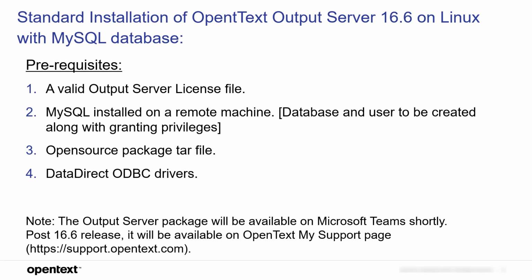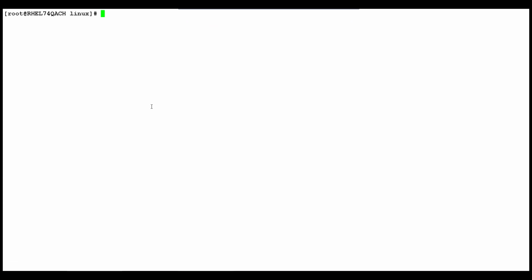Now to install output server, the package will be available on Microsoft Teams shortly, whereas post 16.6 release it will be available on the OpenText My Support page. Next, we will look into the steps to install output server using MySQL database. Log into a Linux machine and navigate to the path where the output server package is located.